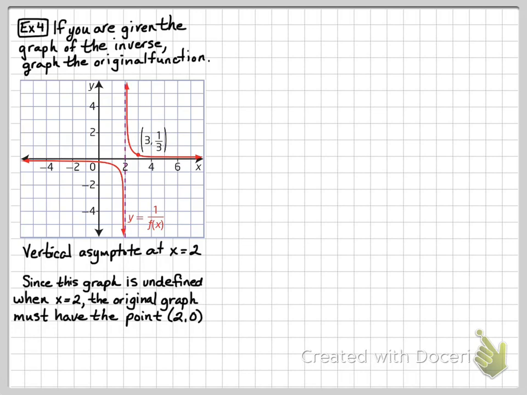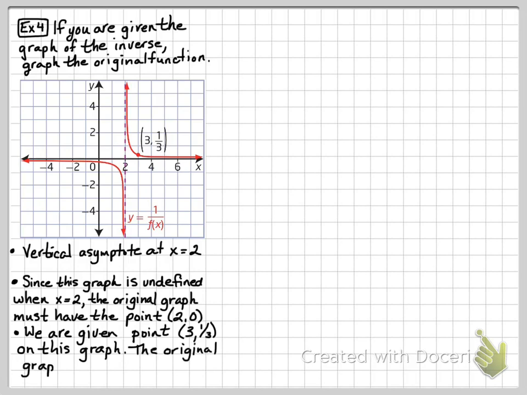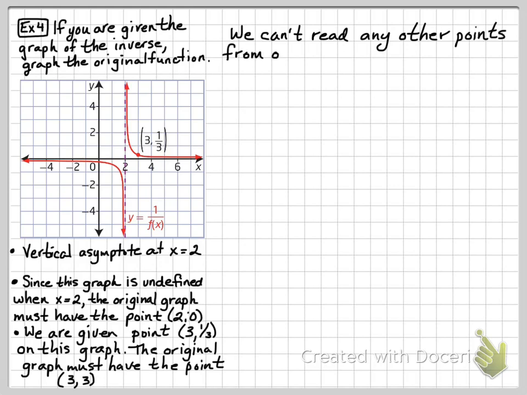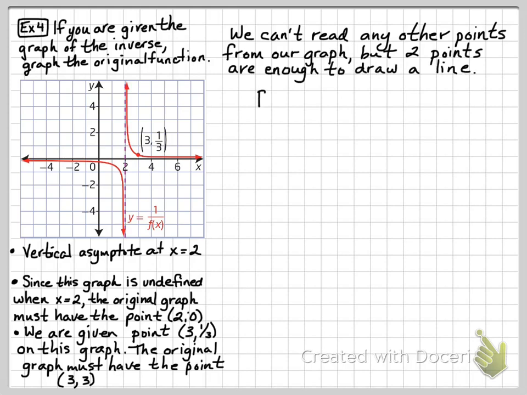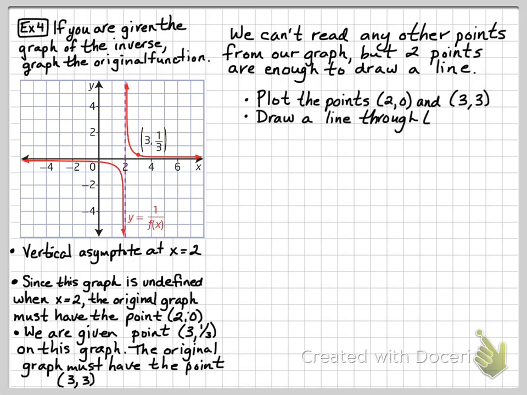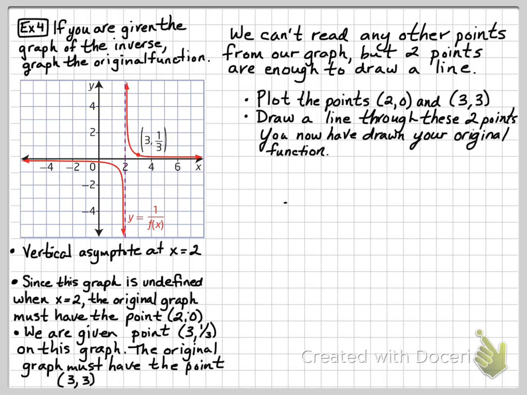So now we have 1 point from our graph. We're given the point (3, 1/3) on this graph. That means that the original graph must have had the point (3, 3/1), or just (3, 3). Now we can't read any other points from the graph. They don't go through anywhere we can tell exactly. So that's okay, because 2 points are more than enough to be able to draw a line. So we're going to plot the points (2, 0) and (3, 3), and then draw a line through those 2 points. Here we go. You have now drawn your original function. So here's our first point. There's the second point. Put our line through it, and we're done.